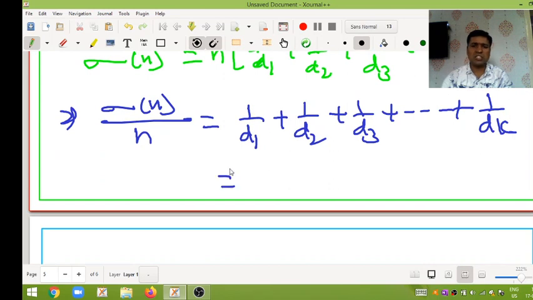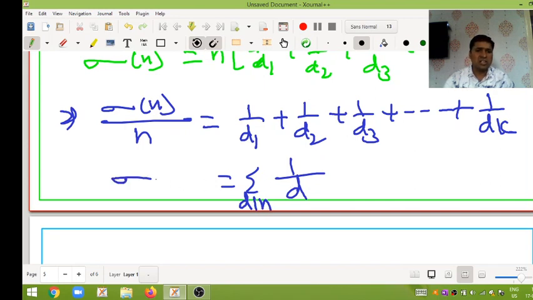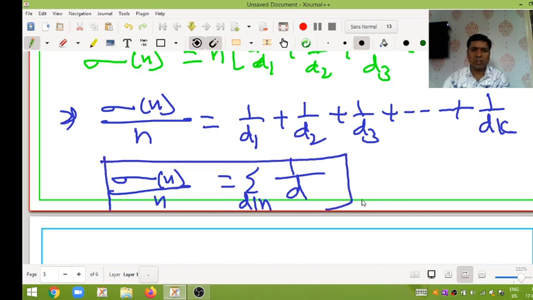Summation plus plus is nothing but summation of 1 by d. So this d is nothing but all divisors of the given integer. So that's why sigma of n divided by n is equal to summation 1 by d, my dear friends. So this is the proof required. I hope you all understood this one.